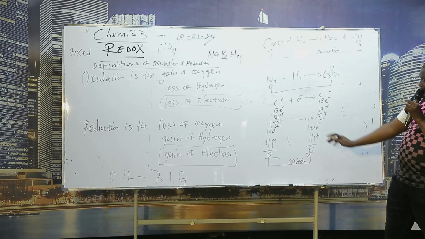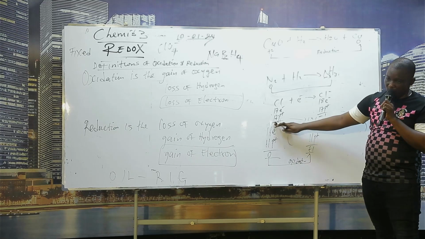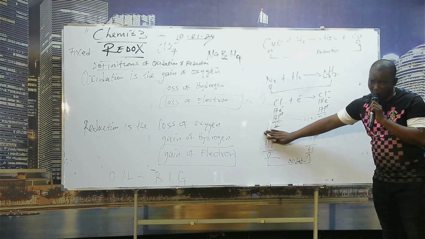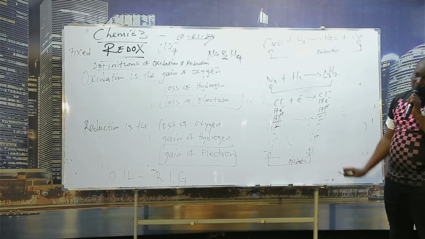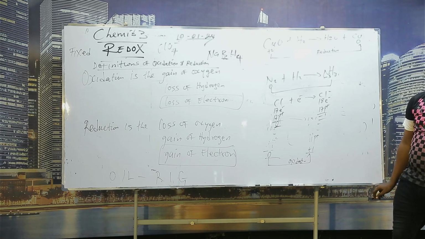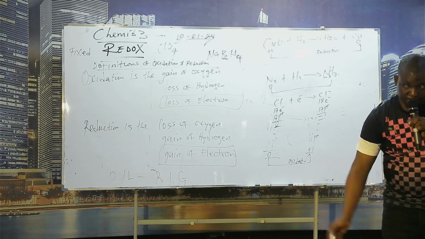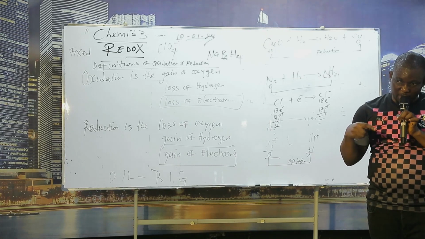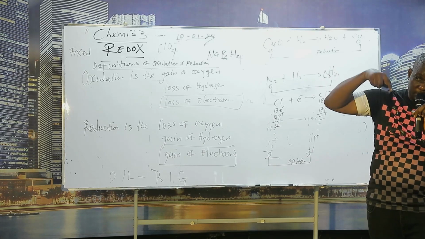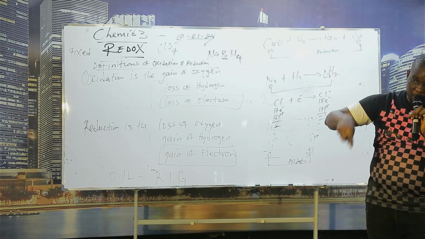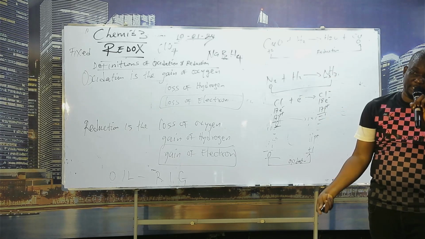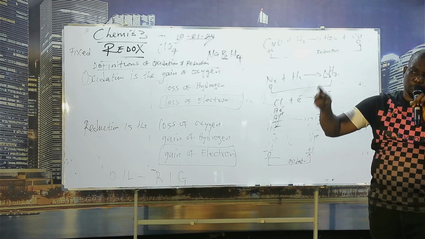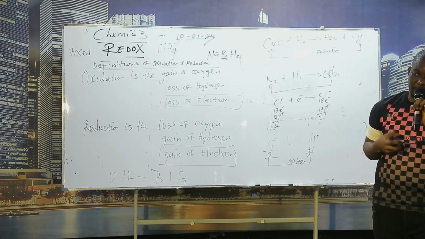See what has happened here. It is 0. But after the gain of an electron, what happened? It now becomes -1. Is this reduction or oxidation? Reduction. What is reduction in terms of electron transfer? Gain or loss? Gain. So anytime a species gains an electron, once the number of electrons is more than that of protons, the species will become negatively charged. But once the protons are more than the electrons, the species becomes positively charged.